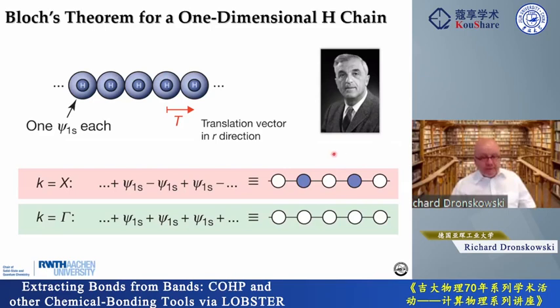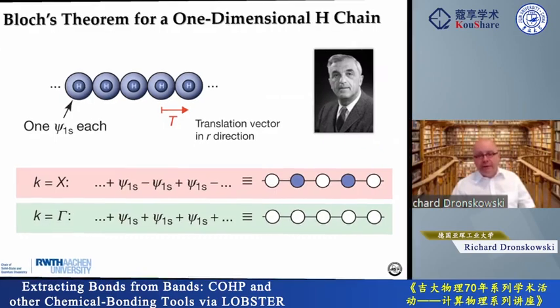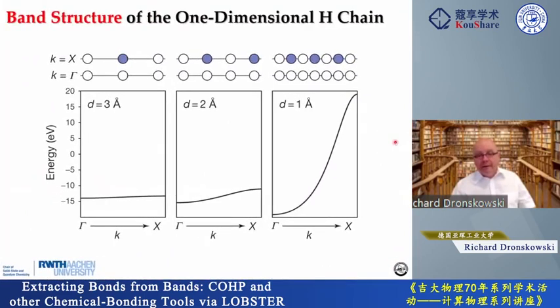And because of this, you can immediately draw by hand the band structure of the simplest crystal you can think of, a one-dimensional chain of hydrogen atoms. And that's how it looks. So for an interatomic spacing of 3 angstrom, you can hardly see the dispersion. But when the atoms get closer together, the dispersion will strongly grow. So for 1 angstrom distance between the atoms, you have this very strong dispersion. So this is the simplest one. You can do this by hand.